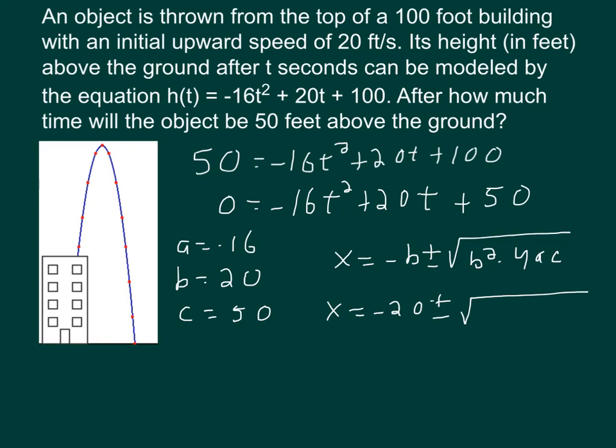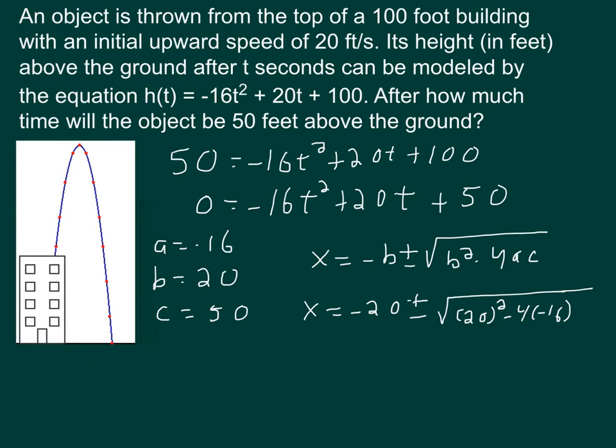root of b squared, which is 20 squared, minus 4, a is negative 16, and c is 50. Little tight here. I'm going to scroll over just a little bit so I can fit that in. There we go. And we're going all over 2a, which is all over 2 times negative 16. So, do a little bit of calculator work. Do 20 squared minus 4 times negative 16 times 50.